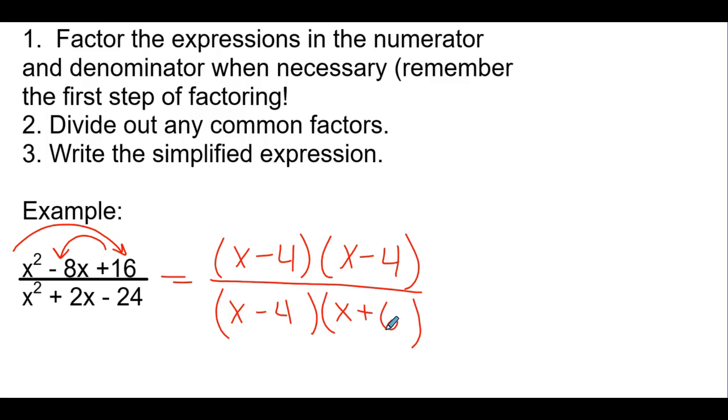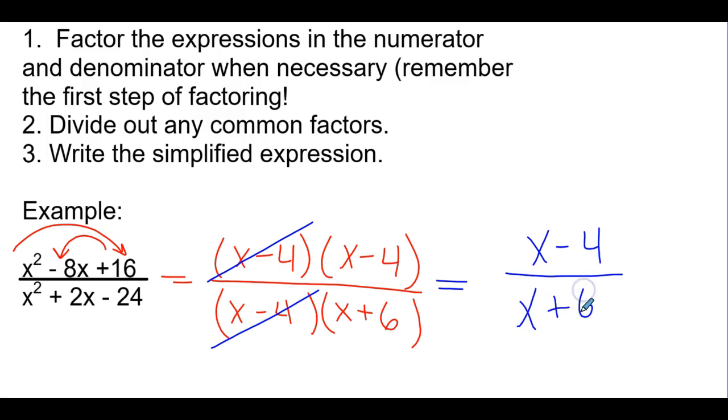Okay, now we have something times something on top. We have something times something on bottom. Are there any of those we could divide away? x minus 4. Yeah, there's a pair. There's an x minus 4 on top, and there's an x minus 4 on bottom. So those divide away. And my simplified answer then would be what's left, just like we did in elementary school a few slides ago. So x minus 4 over x plus 6.